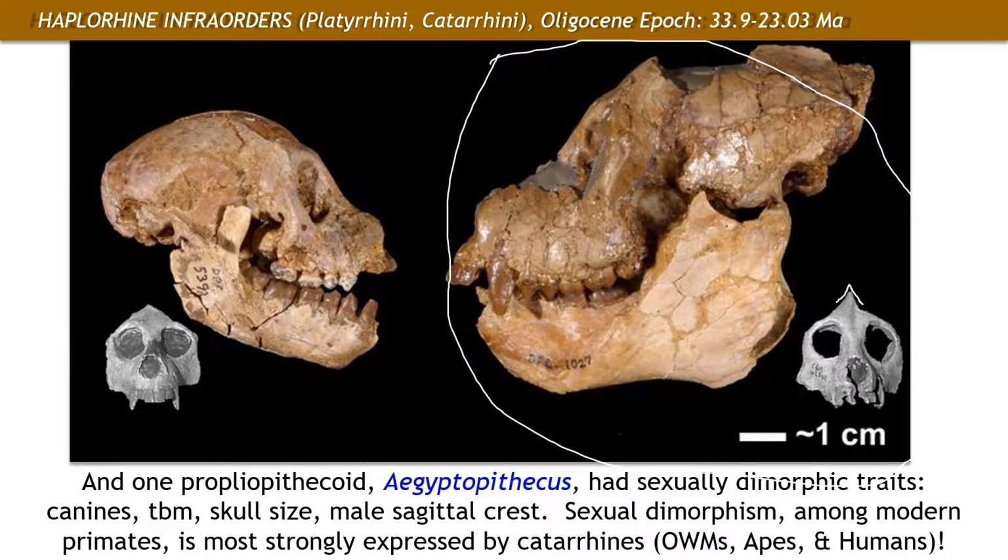Sexual dimorphism among modern primates is most strongly expressed by modern catarrhines, the Old World monkeys, apes, and humans. This appears to be a very old condition if we base it off of our Propliopithecid ancestors.